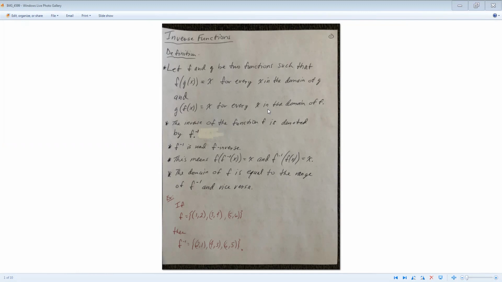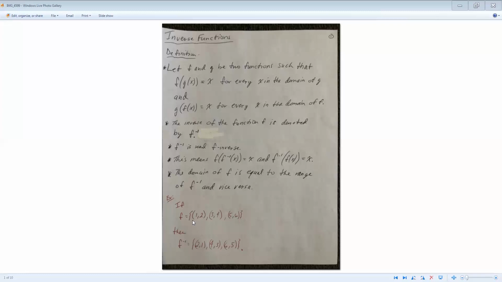So the inverse of the function f is denoted by f inverse. We have the f with the superscript of -1, so it's read as f inverse. So that means we take f inverse and plug it into f. You take f and plug it into f inverse. They should reduce down to x. Once again, the domain of f is equal to the range of f inverse and vice versa.